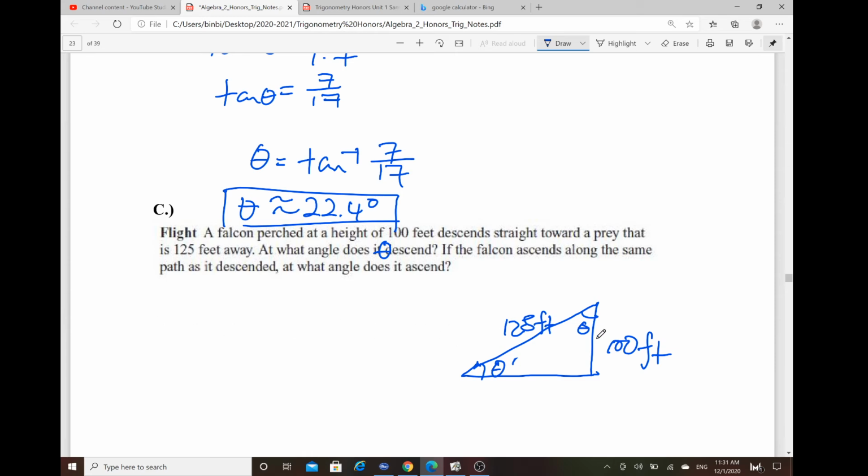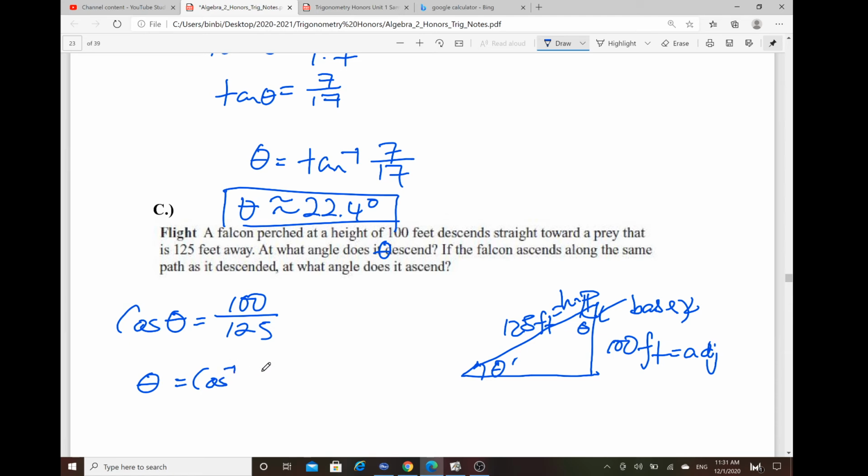Okay, let's start by finding theta. We do know that this one is adjacent and this one is the hypotenuse, for theta as a base angle. So we're using the ratio of cosine of theta, which equals 100 over 125. Then we take the inverse of this ratio. 100 over 125, divided by 25 top and bottom, gives us 4 over 5. So inverse of cosine of 4/5.